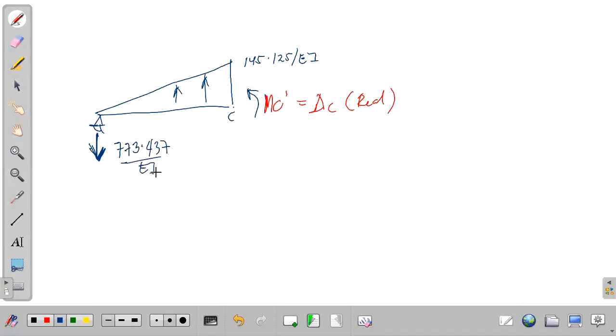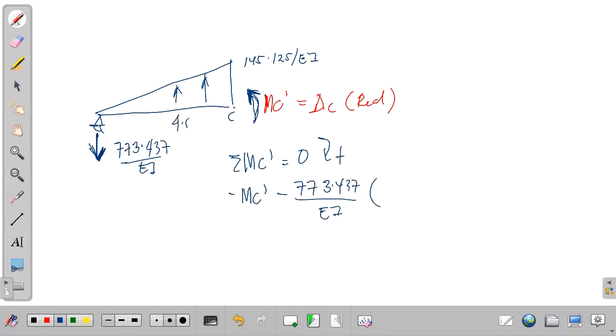773.437 over EI. Okay? So, to solve for the MC, we need to take our moment at C. So when we take our moment at C, MC prime is equal to 0, clockwise positive. So, counterclockwise ito. Assumption ko counterclockwise. So, we have negative MC prime. This is counterclockwise, minus 773.437 over EI times the distance, which is 4.5.